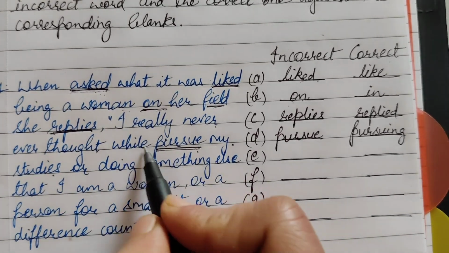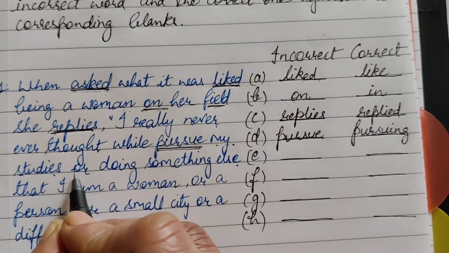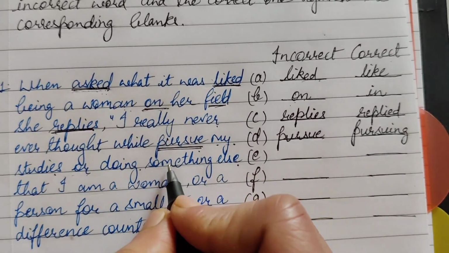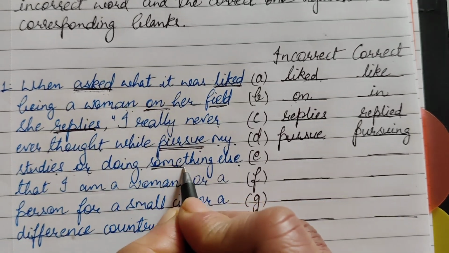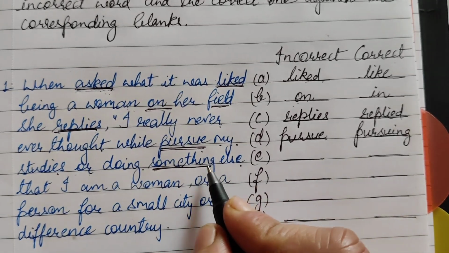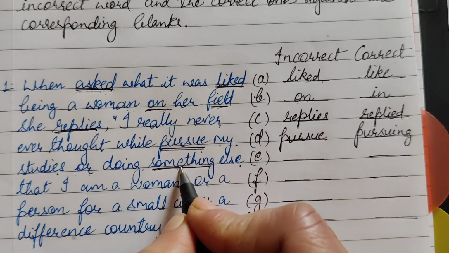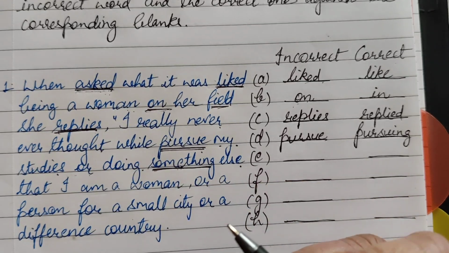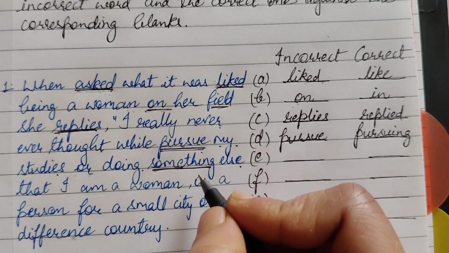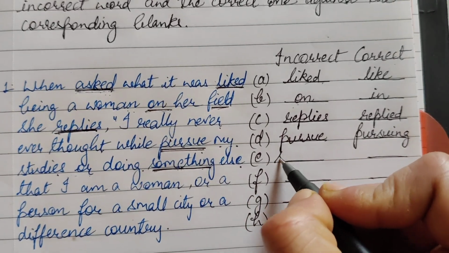Okay, now the next line is, while pursuing my studies or doing something else. "Or" is correct, "doing" is also correct, but "something else" means we want to show a specific thing. Otherwise, if we are not showing any specific thing, we can replace the word something with anything. Be it anything, we generally say be it anything. If we are not talking about a specific thing, we say anything. So in place of something, anything will come.